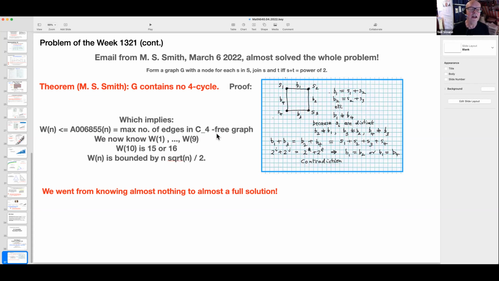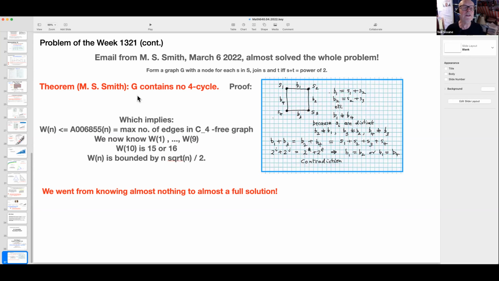A006855. And we know a lot of terms of this sequence, and they match the lower bounds for the first 9 terms. So now we know 9 terms of this sequence. The 10th term is still a mystery. The C4 number is 16, and the best we know is 15. So it would be nice to knock that off. It also gave us an asymptotic upper bound, n root n over 2.